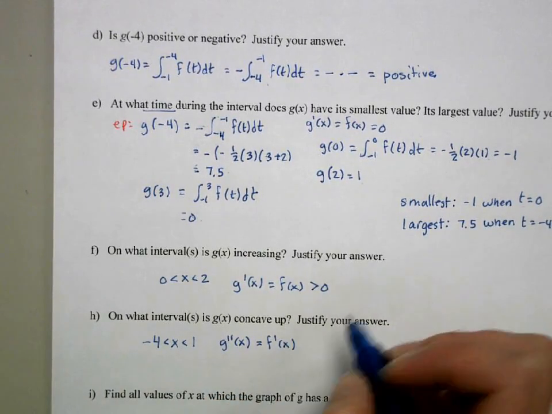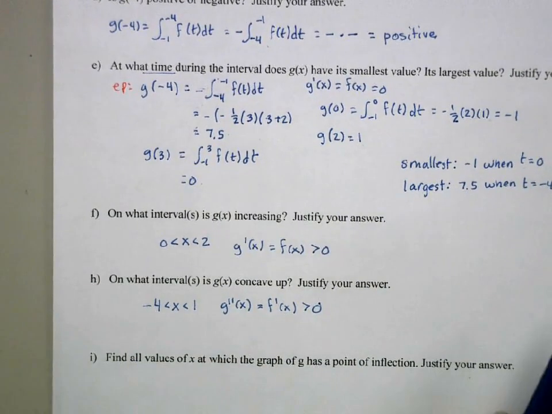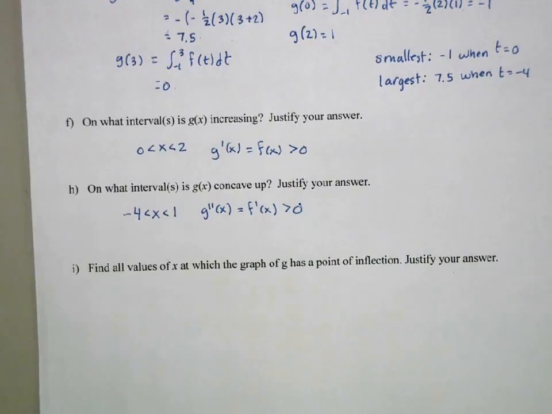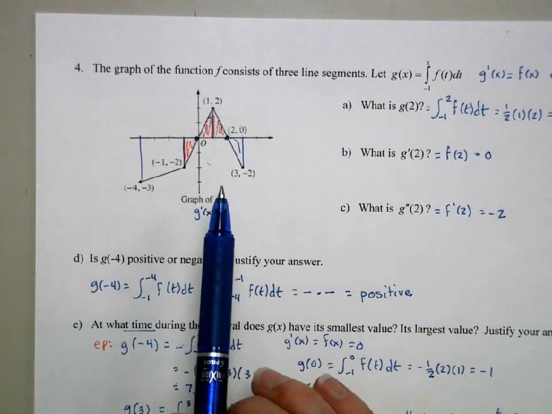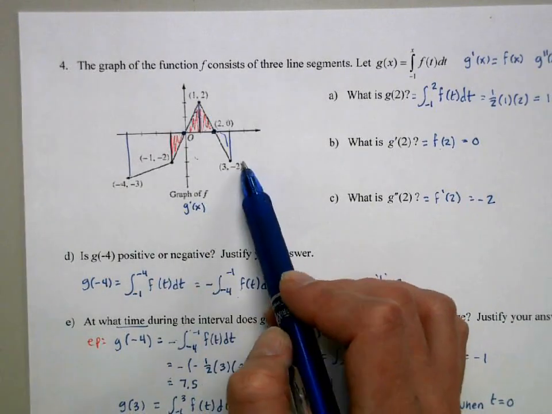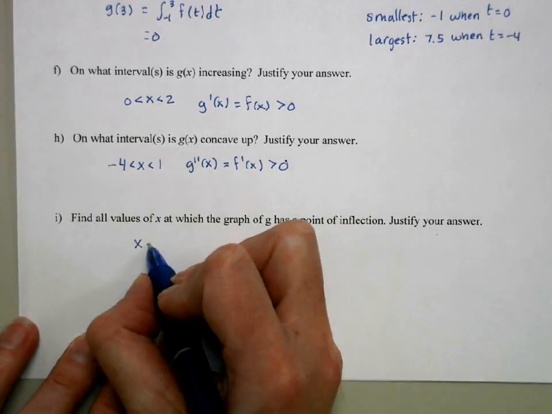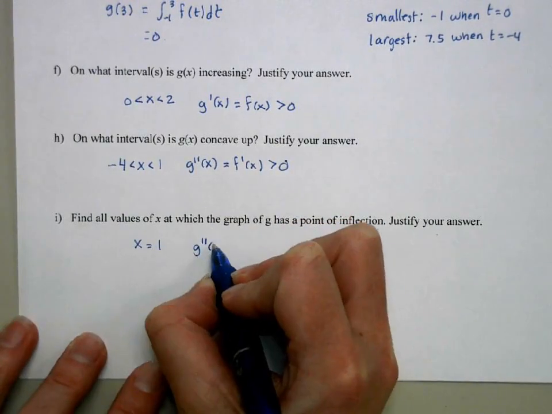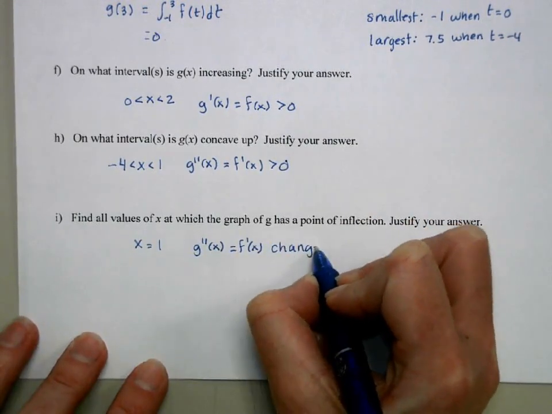Okay, so a point of inflection is going to be when the graph changes concavity, when the second derivative changes sign. So again, what we're looking at is the graph of the first derivative. So the second derivative is going to be these slopes. So when this graph goes from increasing to decreasing at x equals 1, that's going to be our point of inflection. So at x equals 1, g double prime of x, which equals f prime of x, changes signs. The slopes on f change signs because it goes from increasing to decreasing, which means our second derivative changes signs.